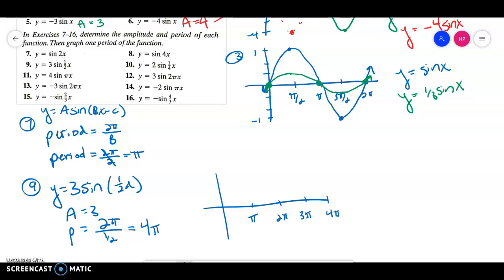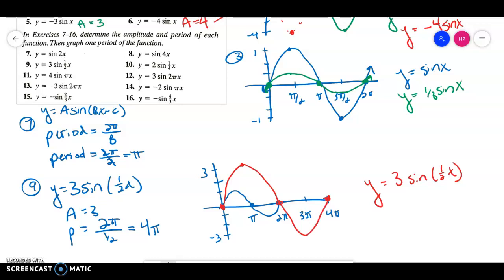So my parent function before would have looked like this. So I would have gone up to pi over 2 and down and up, and that would be my sine curve. Now I'm saying that in order to graph this, to graph y equals 3 times the sine of 1/2 x, it is going to take me this entire length instead, and I'm going to reach a peak at 3 and then a min at -3. And just working through where those values might fall.